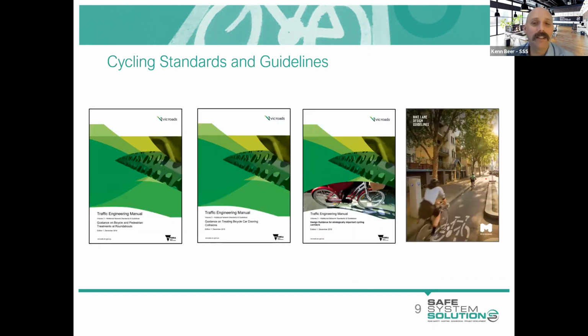Because there's a series of VicRoads documents that are part of the Traffic Engineering Manual series, which talk about bicycle and pedestrian treatments at roundabouts specifically. This one is car dooring and how to deal with the car dooring issues. This one is strategic cycling corridors and what you might do on those. Bicycle lane design guidelines from the City of Melbourne is a pretty good document and another good one to have a look at if you're immersed in this space.